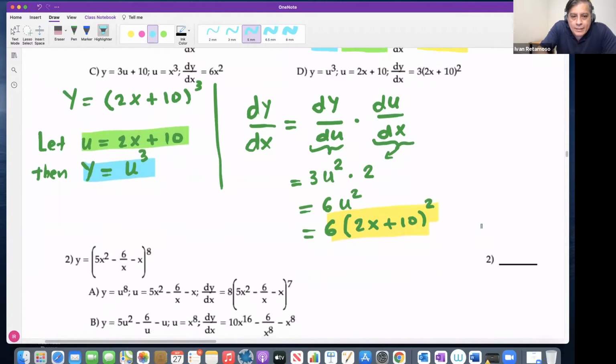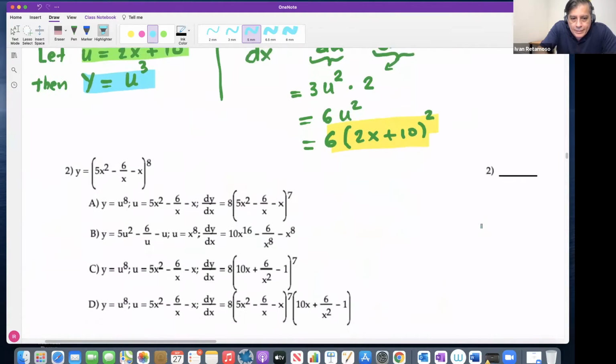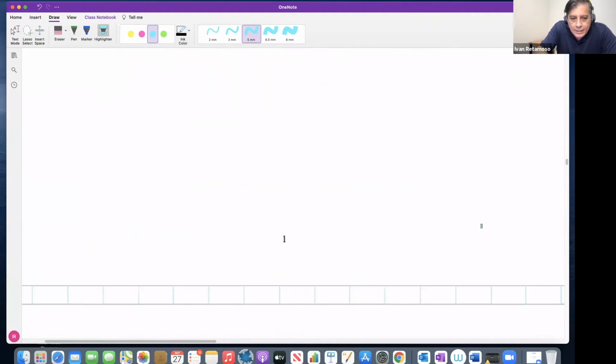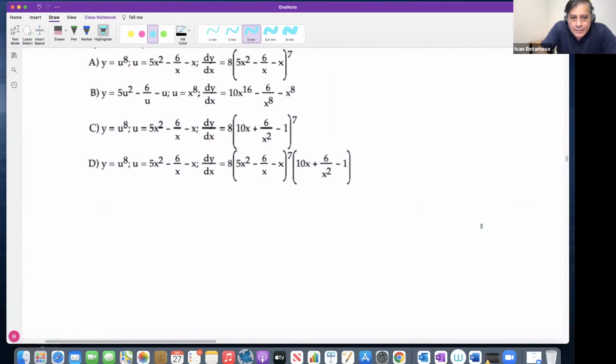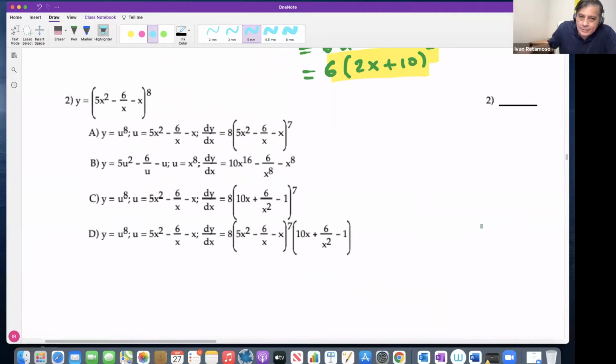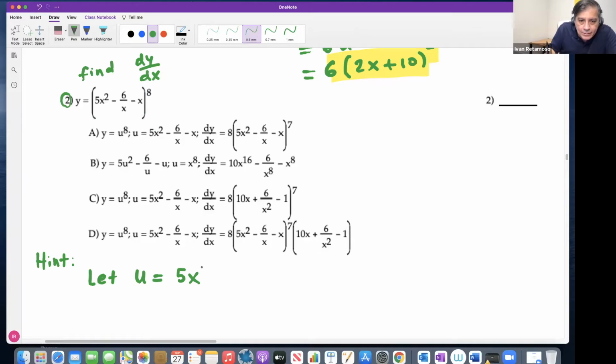All right, here is another one. Let's see. Yeah, this, and then we'll give more examples. Try to do this now, guys. Number 2. Find the derivative of this, derivative of y with respect to x, using the first form of the chain rule, right? Chain rule. And as a hint, I can tell you that you should let u be equal to the inside, right? The inside, 5x squared.